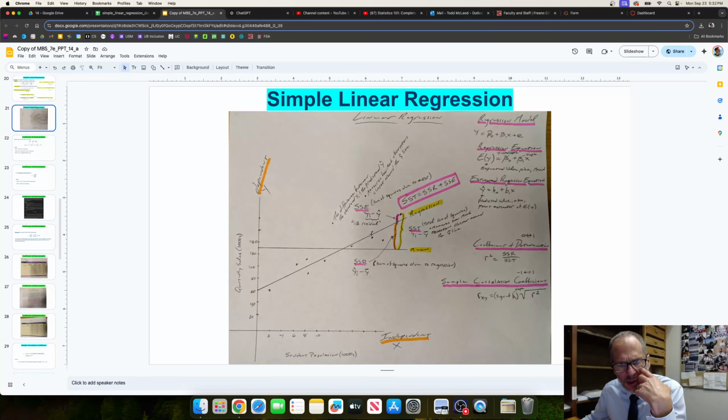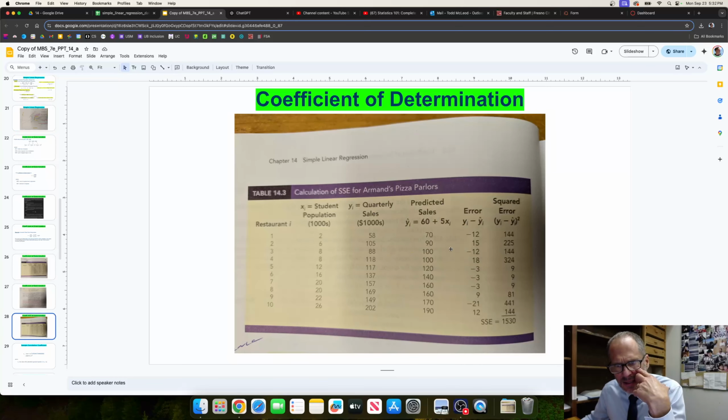And if we go over here and we look for yi minus y hat, that's going to be this amount right there from the dot to the regression line. And then we have our squared error, which is going to be this value squared, right? And so that'll be 1530. So that's how we get our SSE right there.